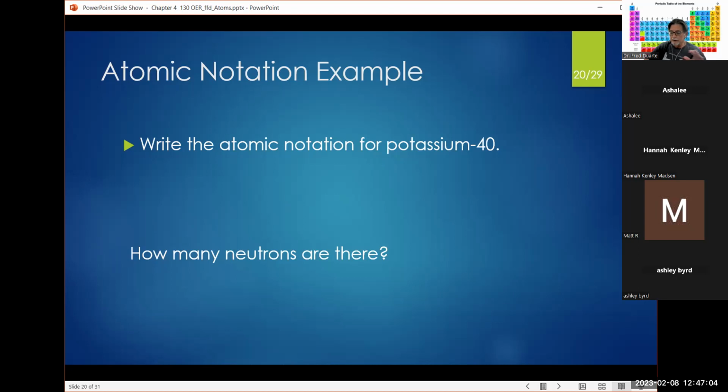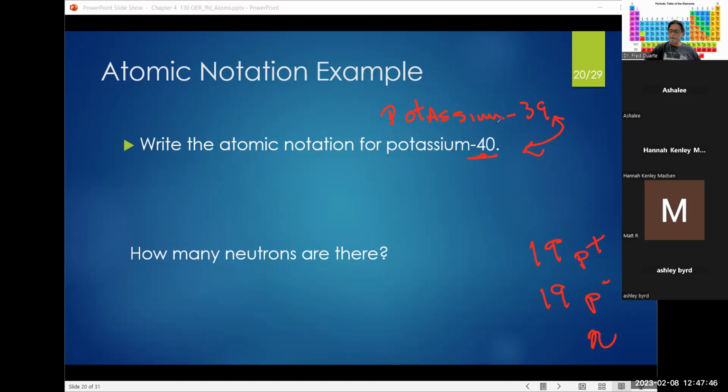But you can calculate even that. You don't have to average a number out, because it's given to you right there. That is the number. So the most common isotope would be potassium-39. What do you think the difference is between 39 and 40? They're both potassium. They both have 19 protons and 19 electrons. Where they differ is the number of neutrons. So how do I calculate that?